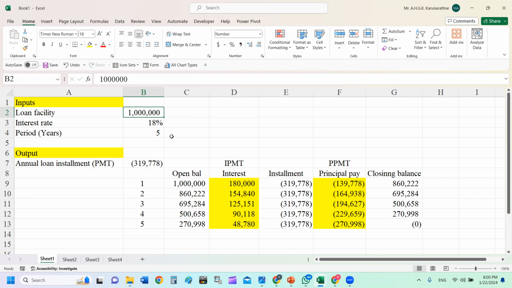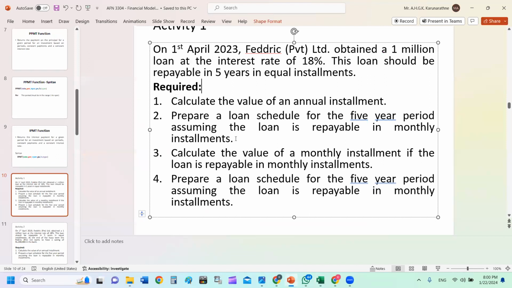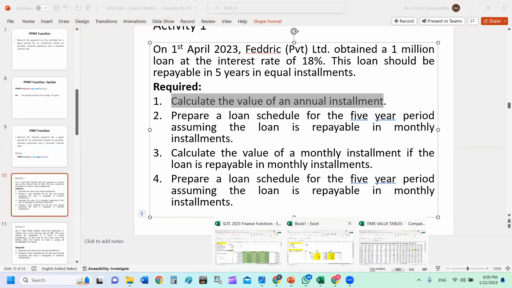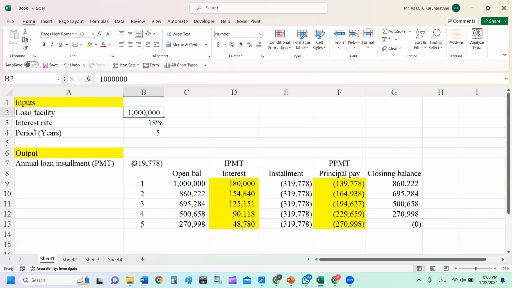But anyway, I ask you to develop a model for this scenario. The first requirement is to calculate the value of the annual installment. Already done, our earlier model can already work it out, but anyway, do it yourself. Enter the inputs, then put in the PMT function.